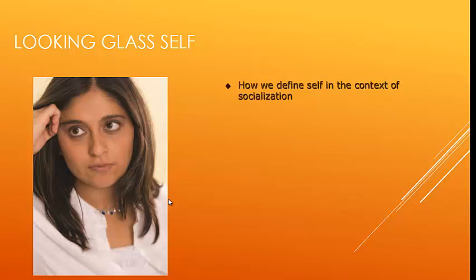This was a theory created by Charles Cooley in 1902. But more importantly, what is it? If we were to take a mirror and hold it up to ourselves, and from that mirror we saw how we looked through the eyes of others, that's one way we form self-concept. It really says how we define ourselves in the context of socialization. So the mirror is how others see us, and the image of us that is revealed through other people's eyes.